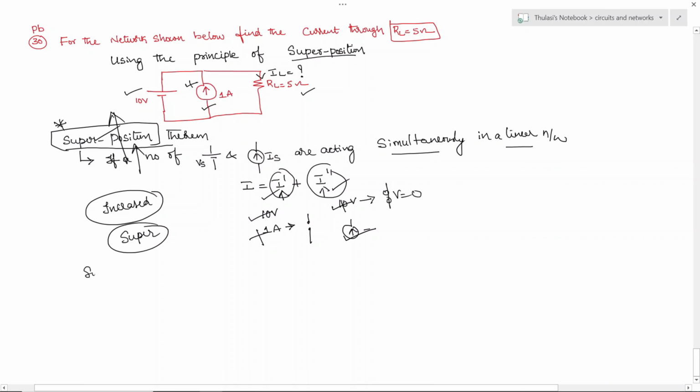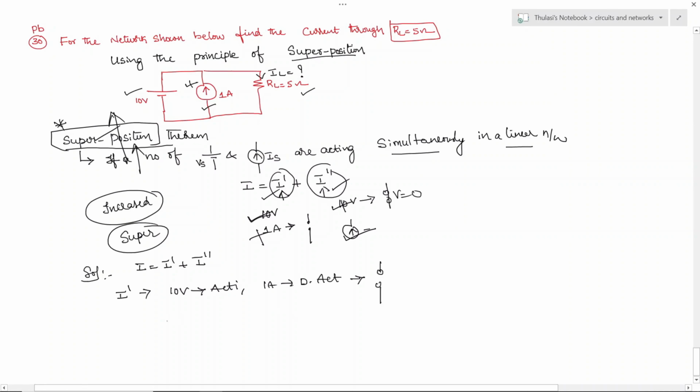So coming to the solution for this problem. As per the process I told, I want to find the current I equal to I dash plus I double dash. First I'm going to find I dash, the current in this branch. First activate the 10-volt source; the 10-volt source is activated and the 1 ampere source is deactivated. Deactivated means we replace the 1 ampere source with an open circuit.